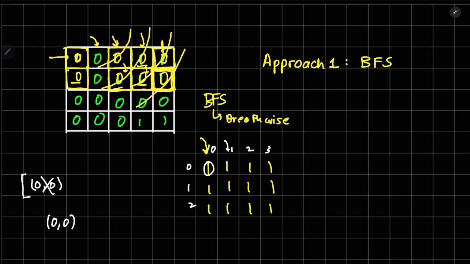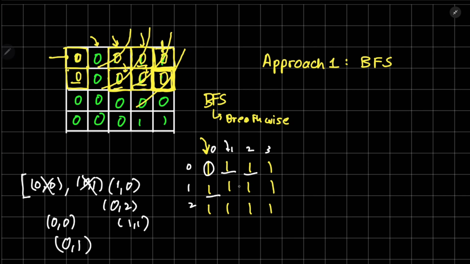So now this is popped. Now we will push 0, 1 and 1, 0. Now we'll pop this 0, 1 from the queue. So now 0, 1 is our current. So now its neighbors are pushed into the queue, 0, 2 and 1, 1. As you can see that I am only pushing the right neighbor and the bottom neighbor of the current element.